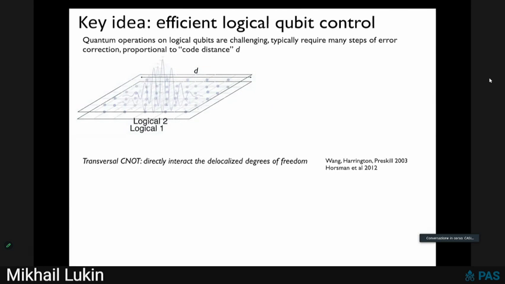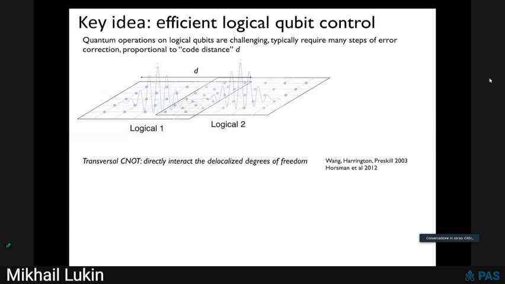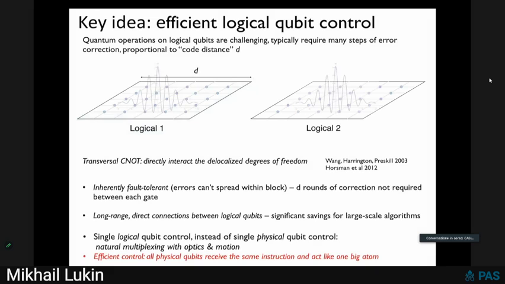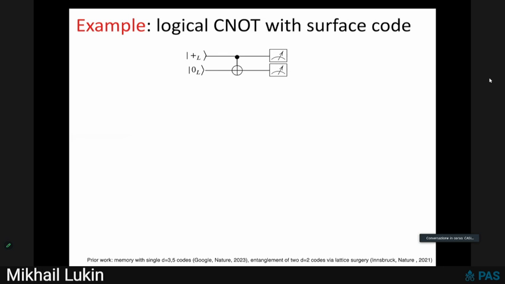And this transversal CNOT turns out to be a very powerful approach, because it's inherently fault tolerant. The errors don't spread. It's long range. You can connect any qubits to any other qubits. And most importantly, we can do all of these operations by essentially treating each group of atoms as one single macroscopic atom. We can basically with one control move and enable this kind of gate. So let me just quickly go through a couple of examples. This approach works extremely well.